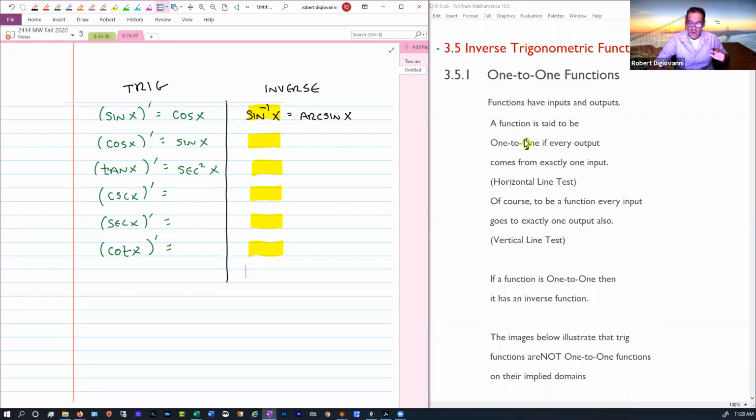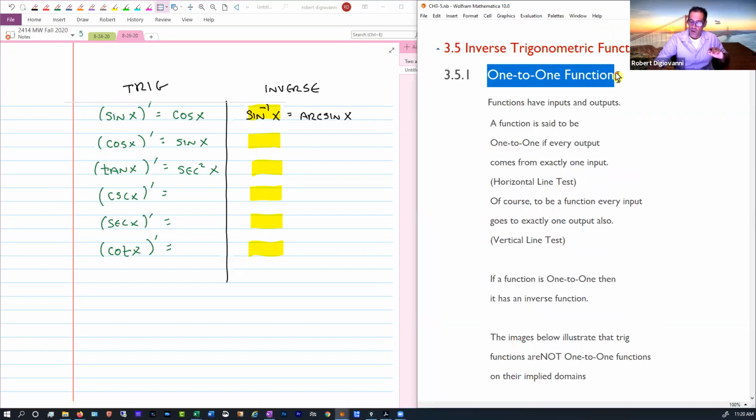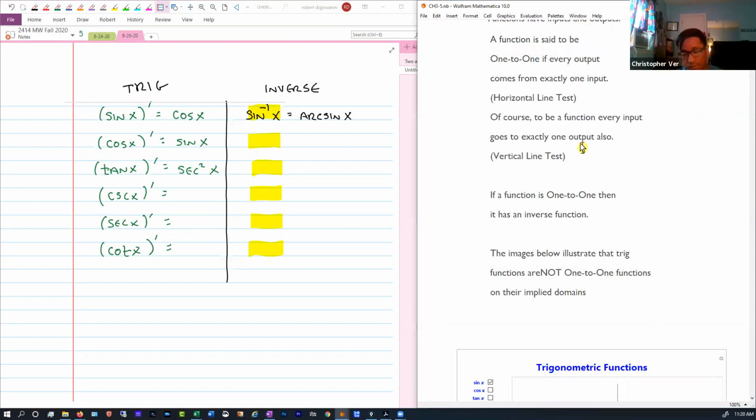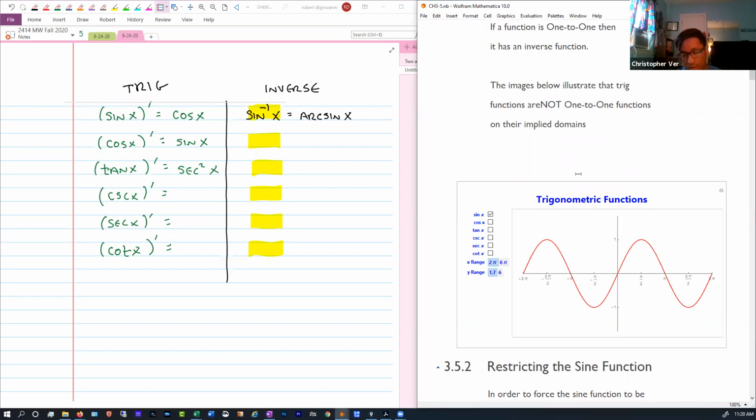When we're learning about functions, we talk about what are called one-to-one functions. One-to-one functions are functions that pass both the vertical and horizontal line test at the same time. So in order for a function to have an inverse, it must be one-to-one. It must pass both tests, vertical and horizontal line test.